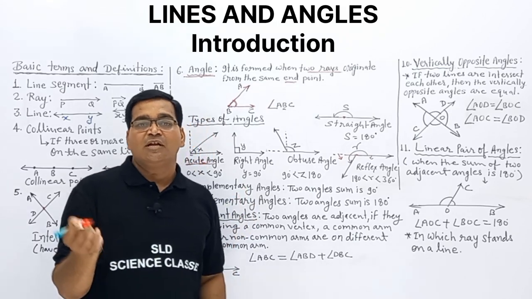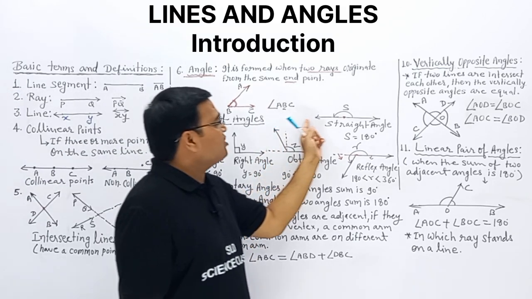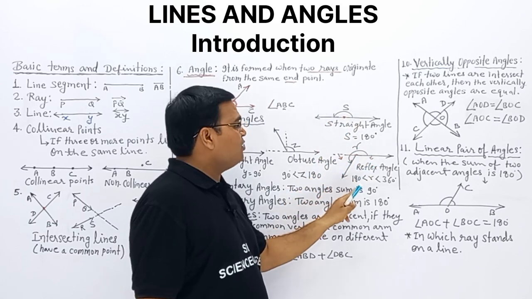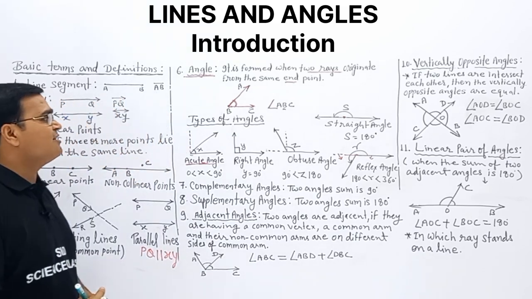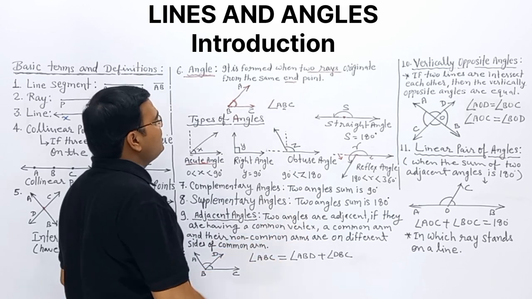360 is what? Complete angle is 360. So this straight line is making 180 degrees. Above 180 and below 360, what angle are we getting? Reflex angle. So we have different types of angles there. Already we studied these things.